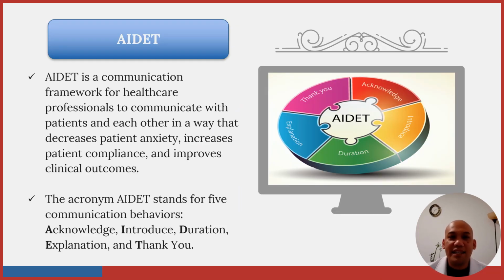Okay, what is AIDET? AIDET is a communication framework for health professionals to communicate with patients and each other in a way that decreases patient anxiety, increases patient compliance, and improves clinical outcomes. AIDET stands for A for acknowledge, I for introduce, D for duration, E for explanation, and T for thank you.